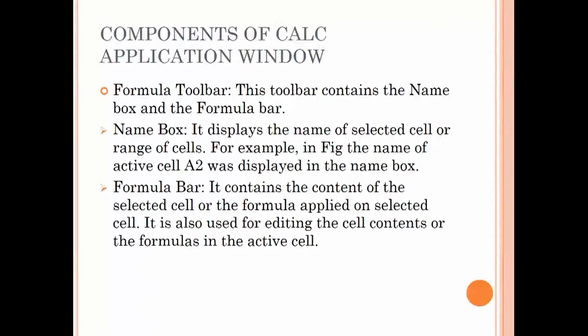Then next comes the formula toolbar. This is a very important toolbar in spreadsheets. This toolbar contains the name box and the formula bar. The name box displays the name of the selected cell or the range of cells. For example, the name of an active cell can be A2, as you could see on the screen in the previous slide.